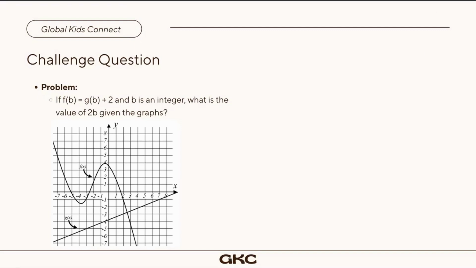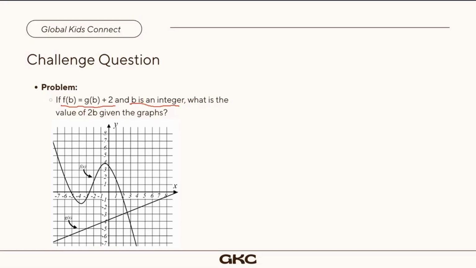And so we can see that it gives us two pieces of information. First, a relationship between the two equations, as well as b being an integer. And we have to find eventually 2b.